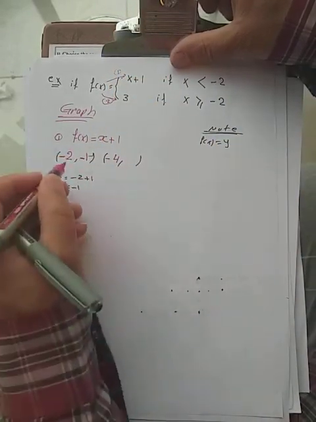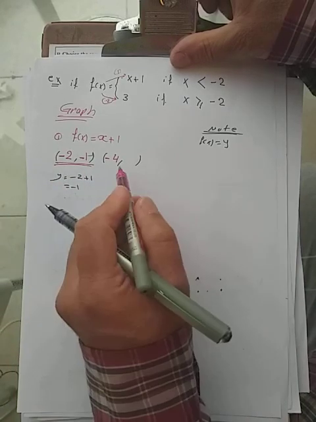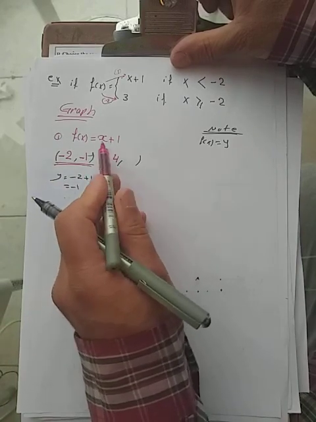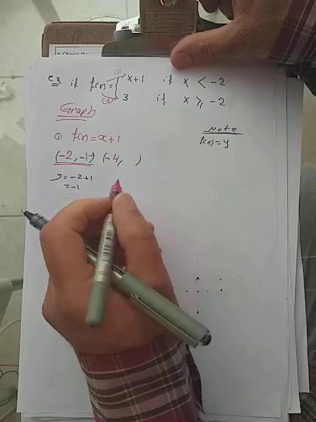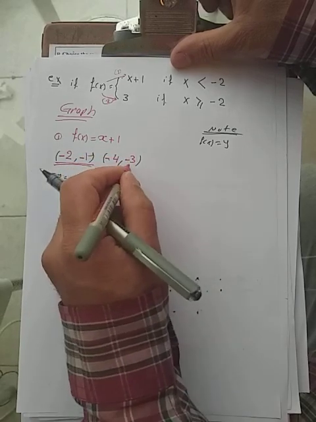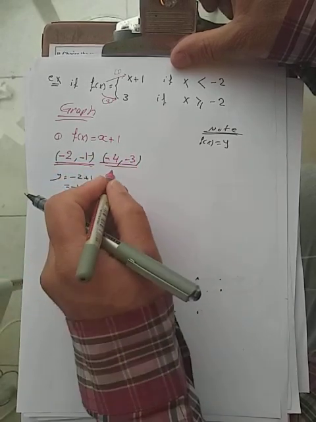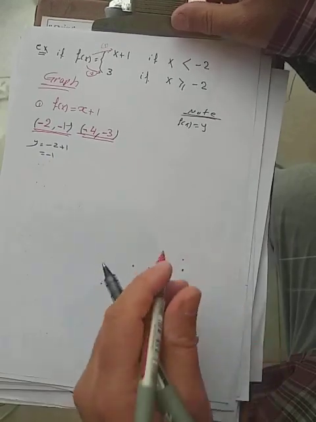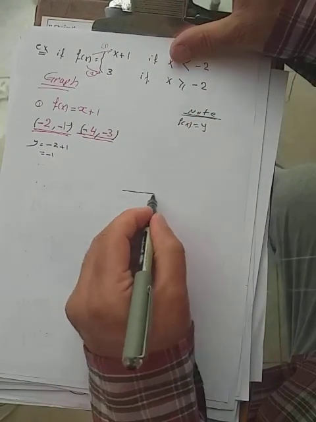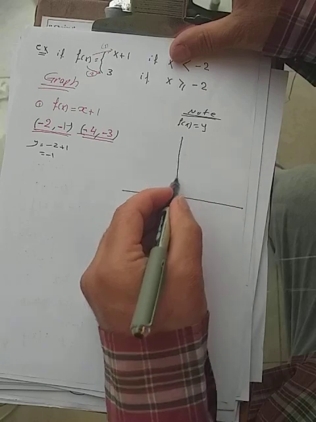We have 1 point now. For another point, replace x with minus 4. Minus 4 plus 1 is minus 3. That is the second point. Now we can graph this part, this piece.